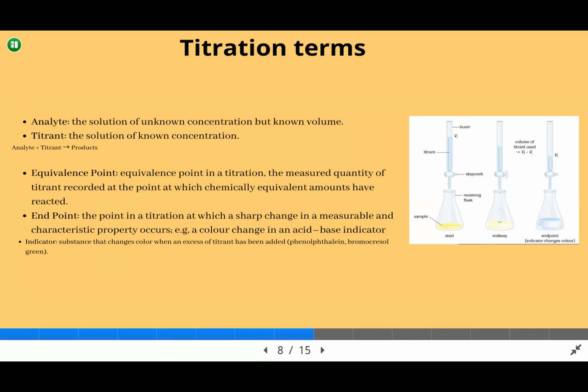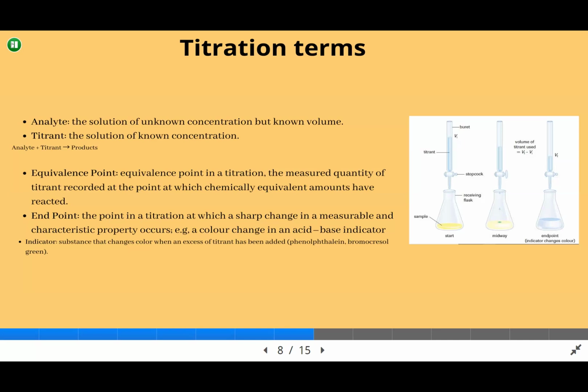Your equivalence point in the titration is the measured quantity of titrant recorded at the point at which chemically equivalent amounts have reacted. An acid-base titration involves the reaction between the acid and the base. You have a measured volume of your standardized titrant, and you add that to a known volume of your sample, and you continue adding more until the amount of reactant in the sample is just consumed by the reactant in the titrant. So you have consumed all of your reactants, and at that point it is the equivalence point, also called the stoichiometric point.